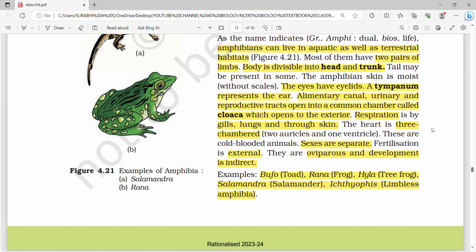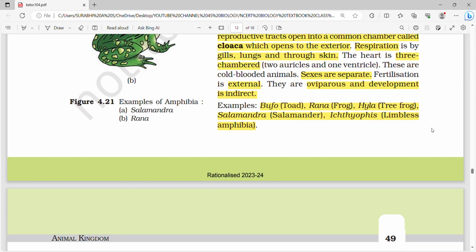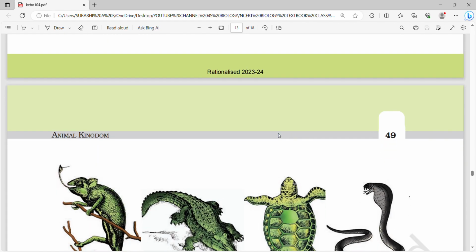Respiration is by gills, lungs, and through skin. It has a three-chambered heart and they're cold-blooded. Sexes are separate. Fertilization is external, oviparous, and development is indirect. So you have to remember this also. Bufo is toad, Rana frog, Hyla tree frog, Salamandra salamander, Ichthyophis limbless amphibia.